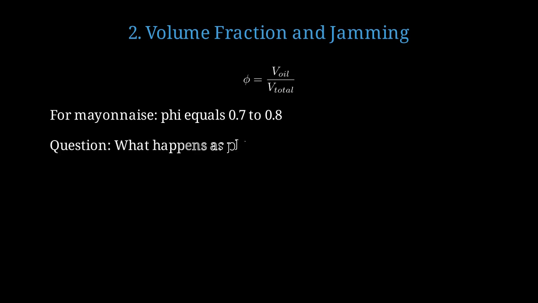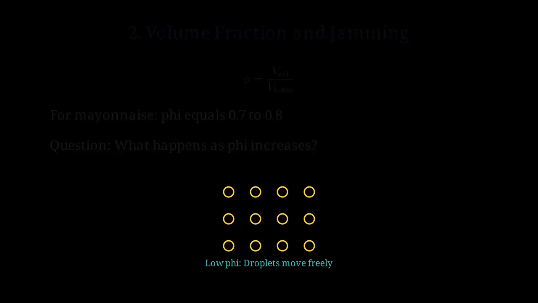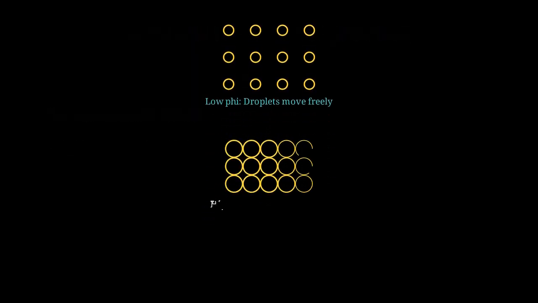Here's a critical question. What happens as the volume fraction increases and droplets get more crowded? At low volume fractions, around 0.3 or 0.4, droplets can move freely past each other like people in an empty room. But at high volume fractions above 0.64, droplets become jammed against each other like people in a packed subway car. They can't move without their neighbors moving too.